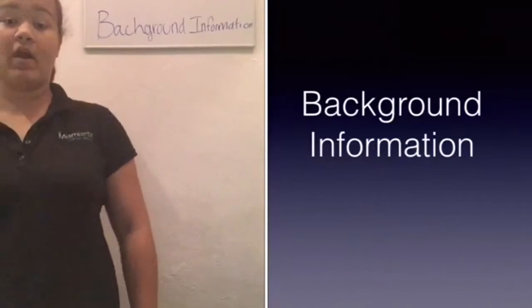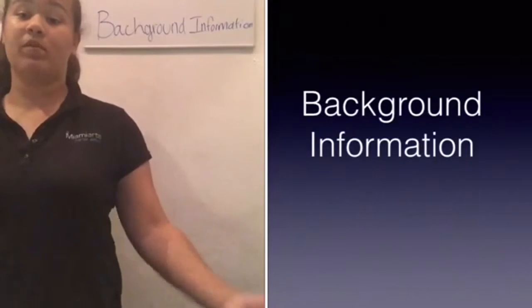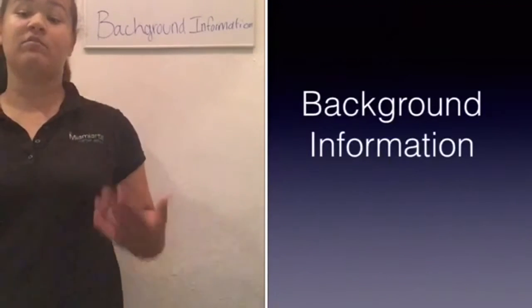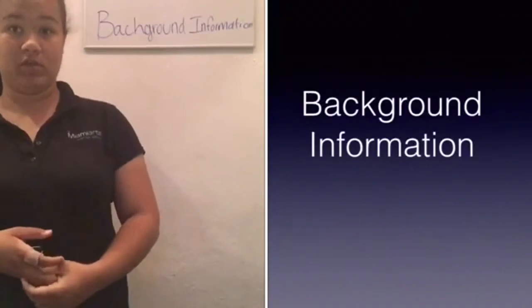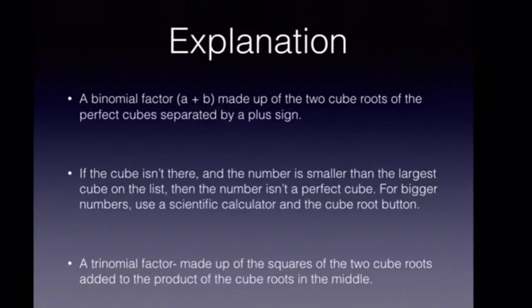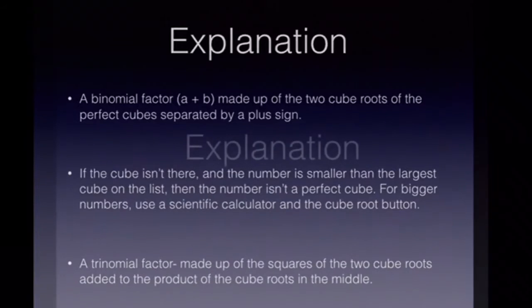Some interesting patterns arise when you are working with cubed quantities. Within polynomials specifically, there are special cases to consider, one of them being a cubed plus b cubed. A binomial factor is made up of the two cube roots of the perfect cube separated by a plus sign. If the cube isn't there and the number is smaller than the largest cube on the list, then the number isn't a perfect cube. For bigger numbers, use a scientific calculator or use the cube root button.